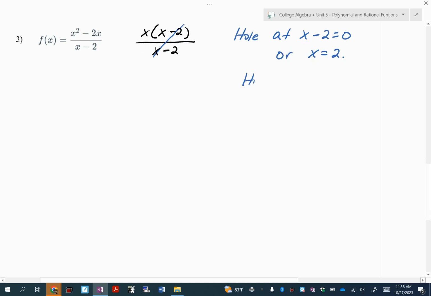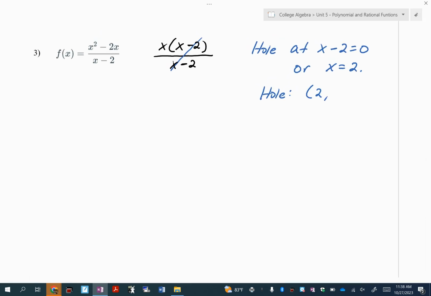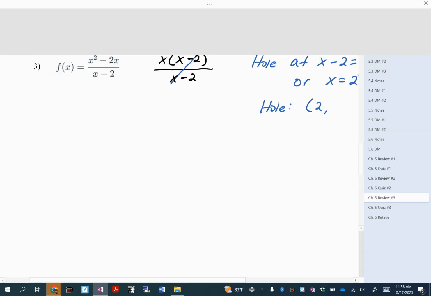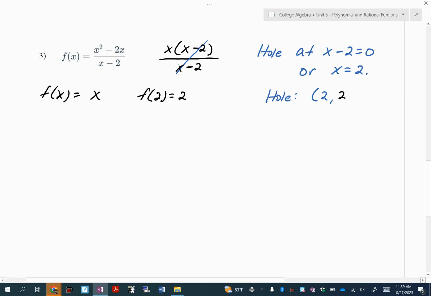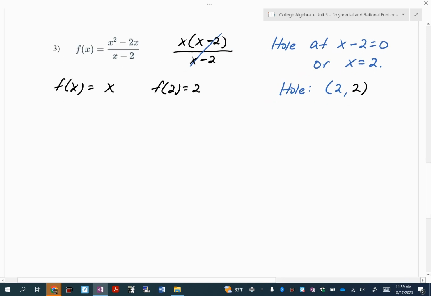All right, so my hole ordered pair is going to be 2, comma, and then to find what is my y value for my hole, I'm going to write what's remaining. And what's remaining after you cross out the x minus 2 in the top and the bottom is just x. So if I plug in 2 to this function, I just get 2 for my y value. So my hole is going to be 2, comma 2.